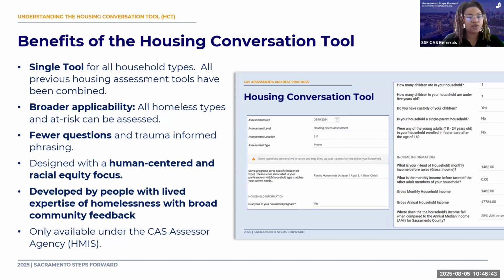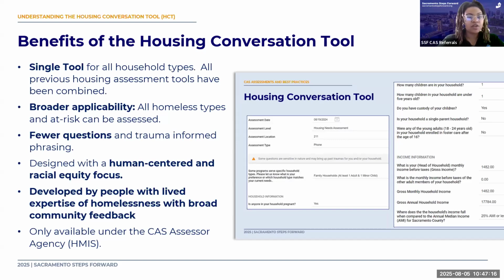So yeah, they allow for a broader applicability. We're able to reach across all types of households. So folks who are experiencing homelessness, some folks who are at risk of homelessness, some folks who are experiencing domestic violence. We're able to capture them all here. And then we have fewer questions and trauma-informed phrasing. Previously there were some questions that were questionable, and we wanted to make sure that we weren't also providing redundancies in certain questions. So being able to limit those has been very helpful.